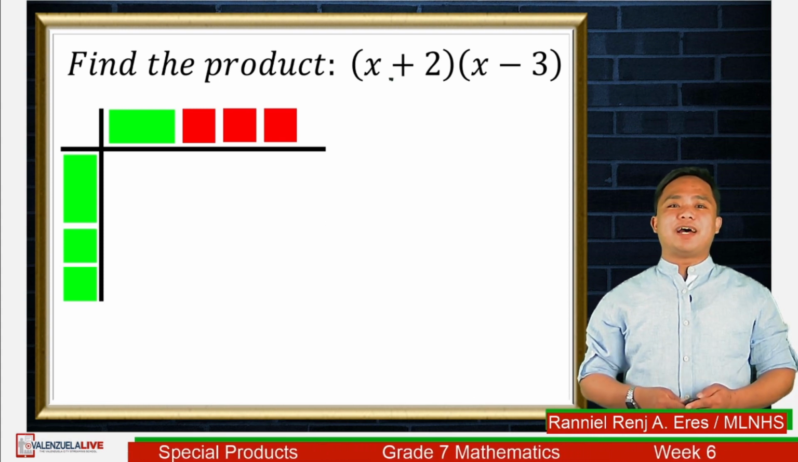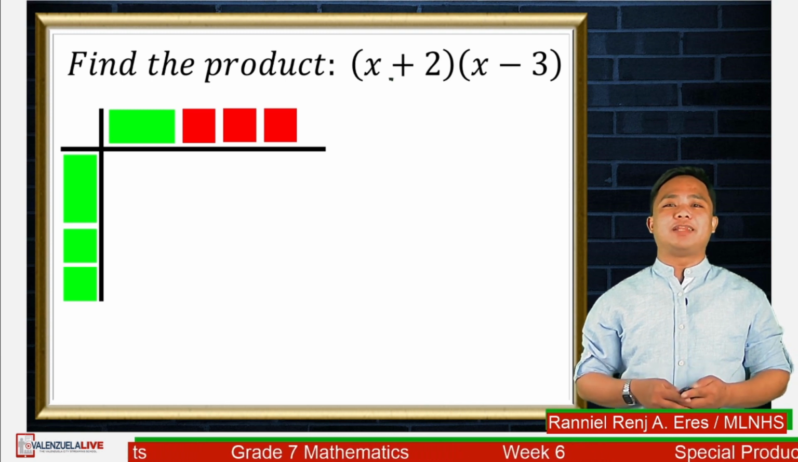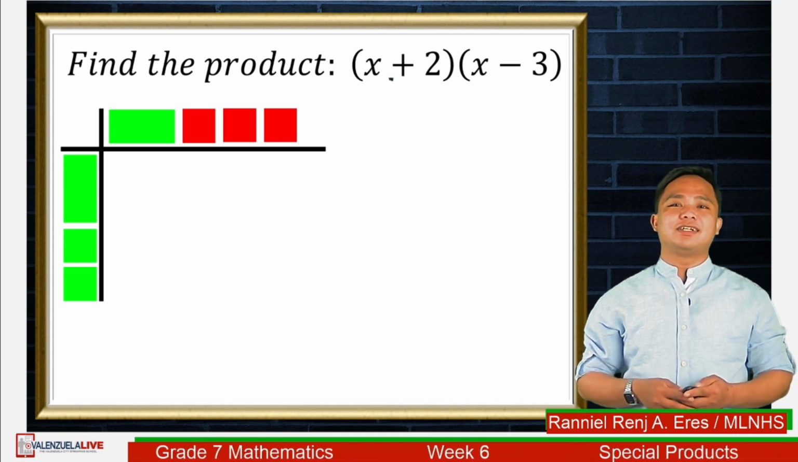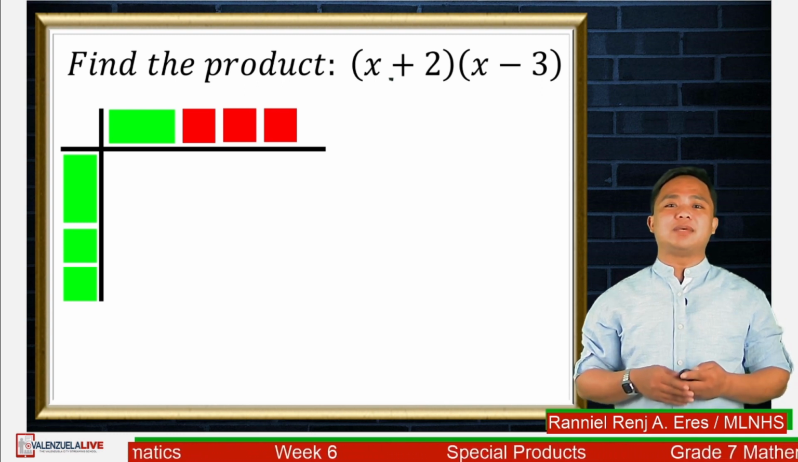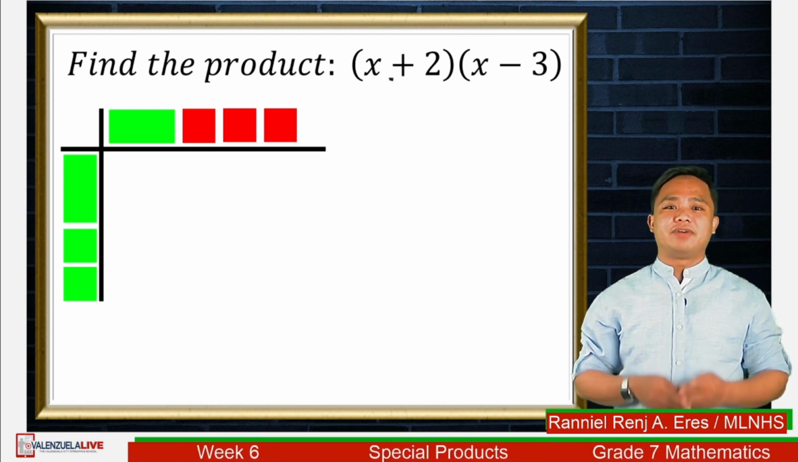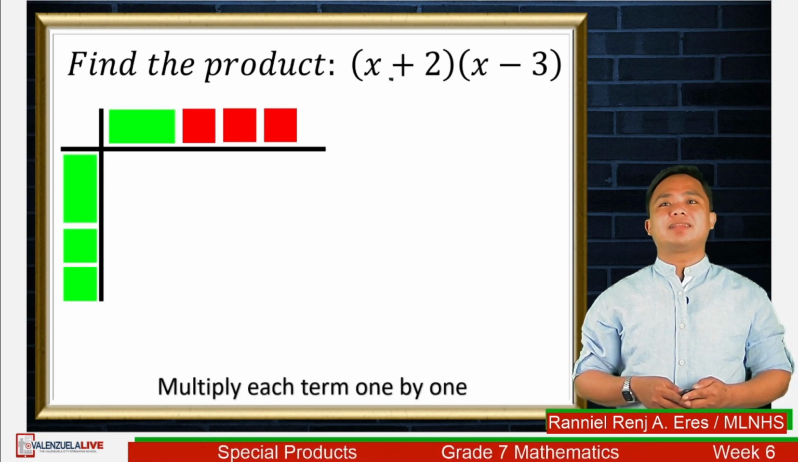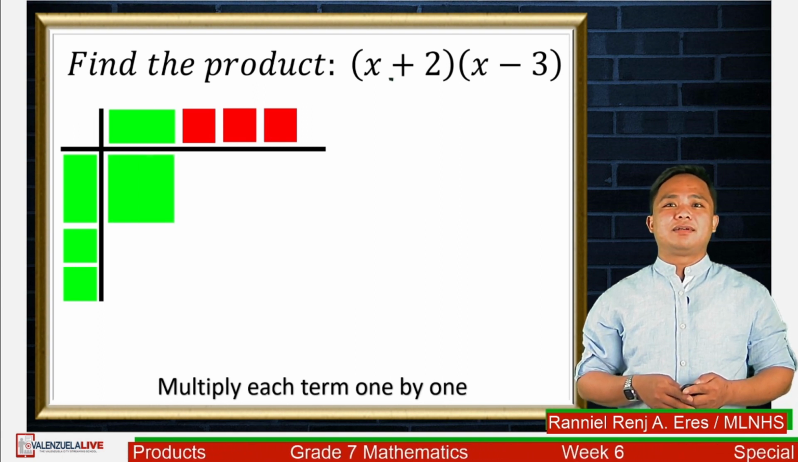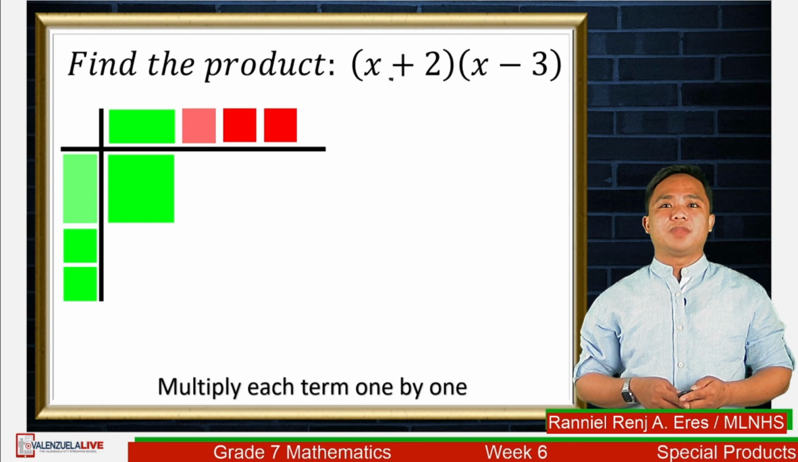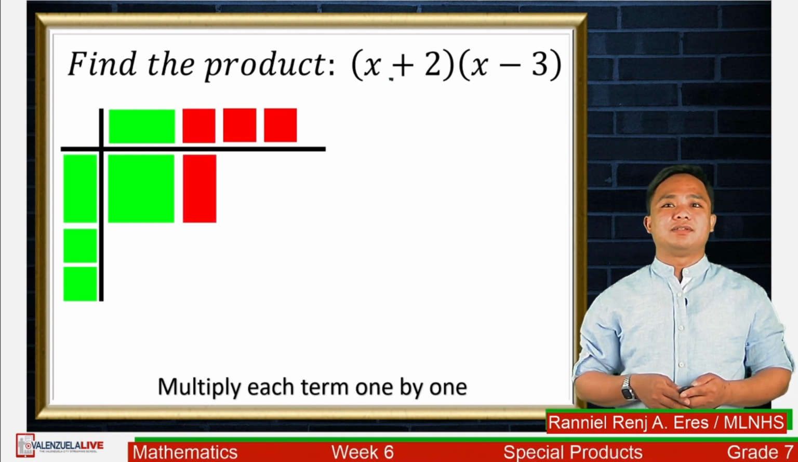So, let's multiply each tile one by one. Again, if we are multiplying the same colored tile, the answer is always green tile. But if we are multiplying not the same colored tile, the answer is red. Okay, so let's start. Green rectangle times green rectangle, the answer is green big square. Green rectangle times red square, the answer is red rectangle.